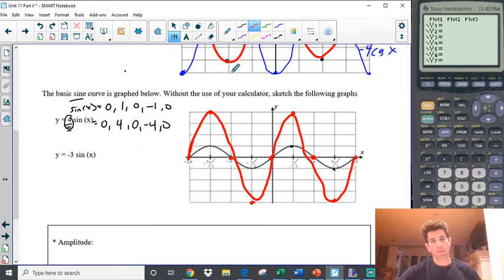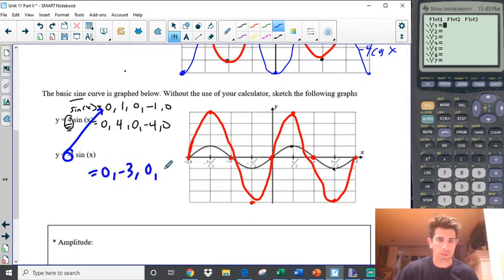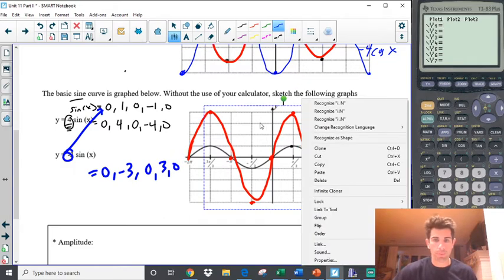There it is. So sometimes it's a little bit faster once you get it using the calculator. Here, same thing. Multiply it. -3 times 0 is 0. -3, 0. Negative times a negative is a positive. So this is going to end up going here now.